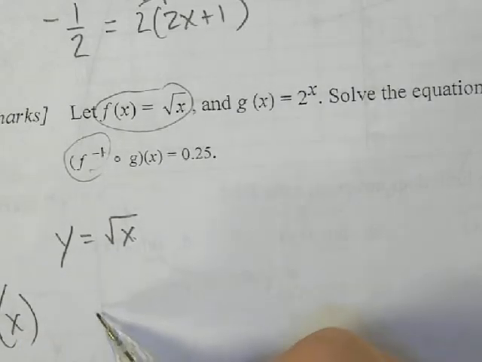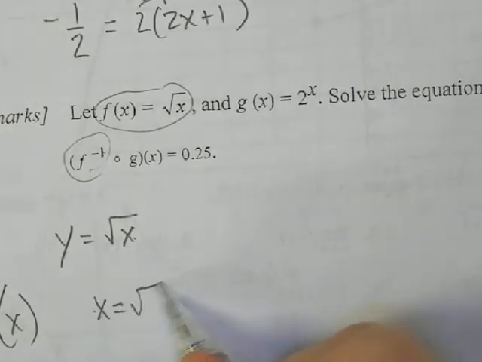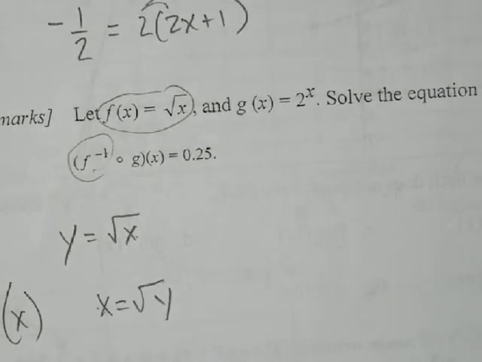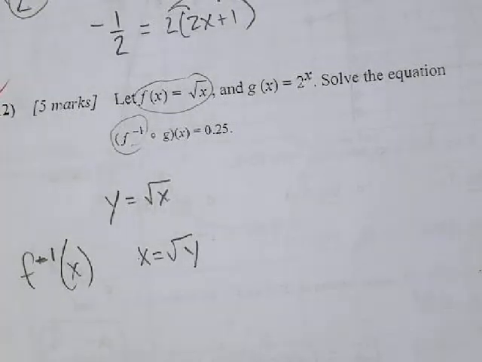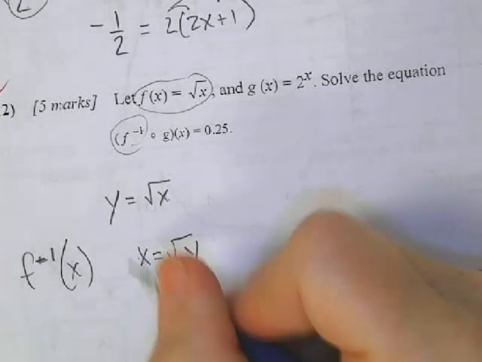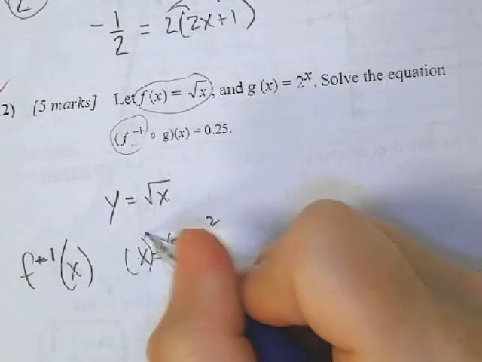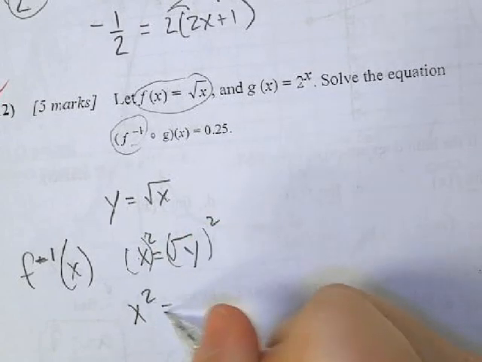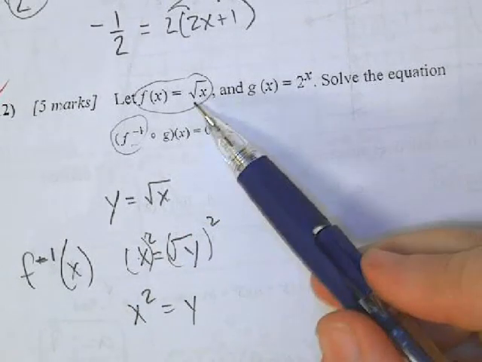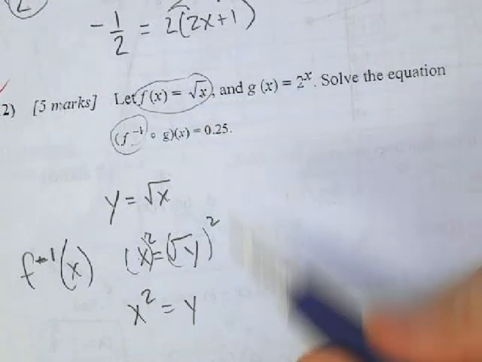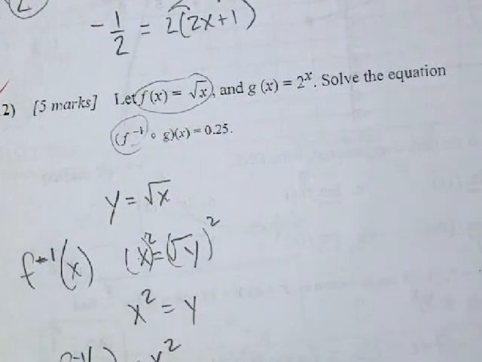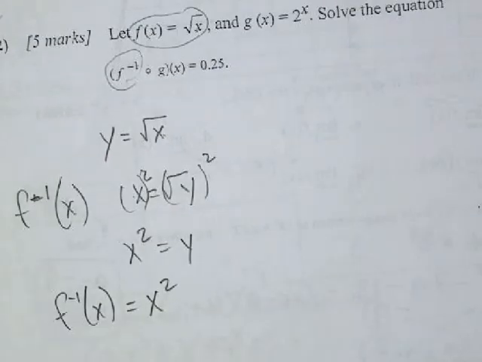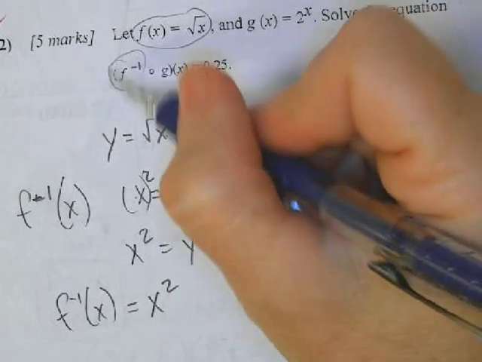So I'm going to have x equals square root of y. I'm still so zoomed in. And then I'm going to resolve for y. So to get rid of the square root, I'm going to need to square both sides. So I get x squared is equal to y. So the inverse function of square root of x is x squared. So f negative 1 of x is equal to x squared. That is the inverse function. So that's this part. G of x is right here.